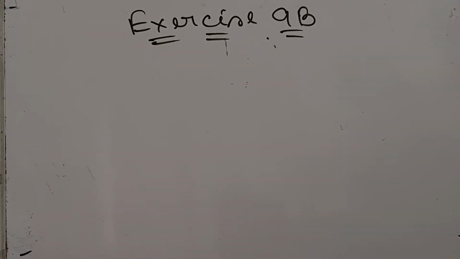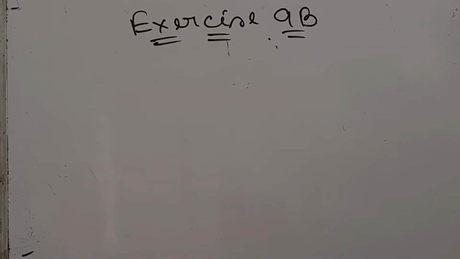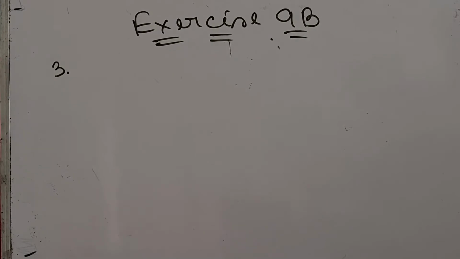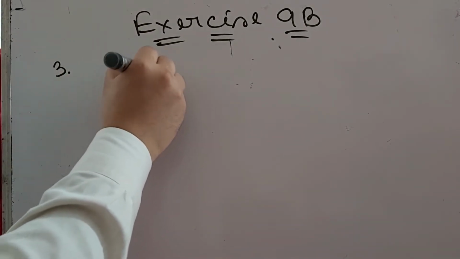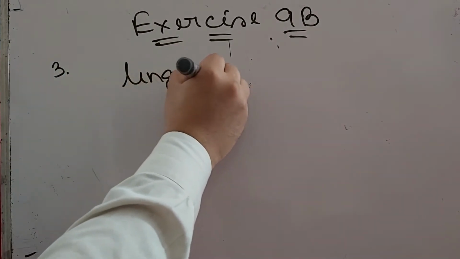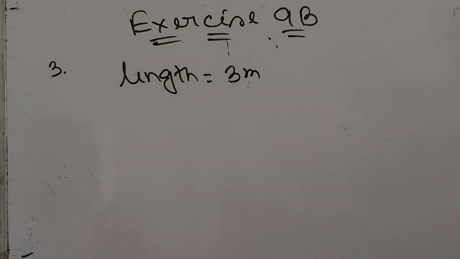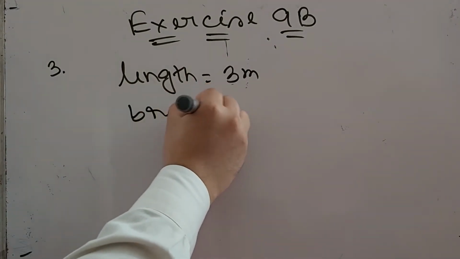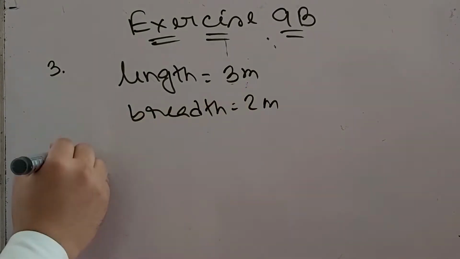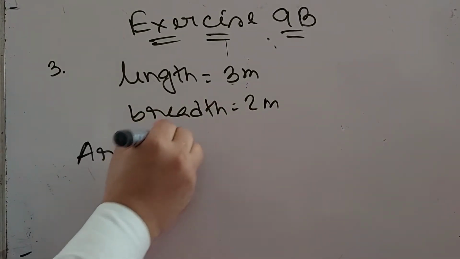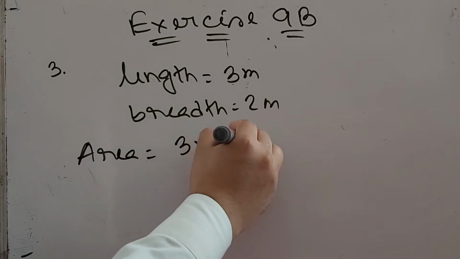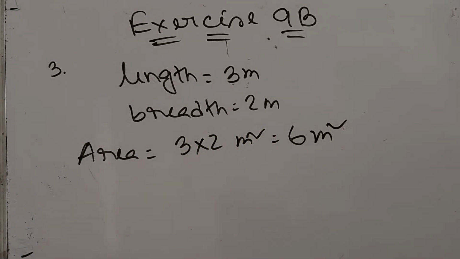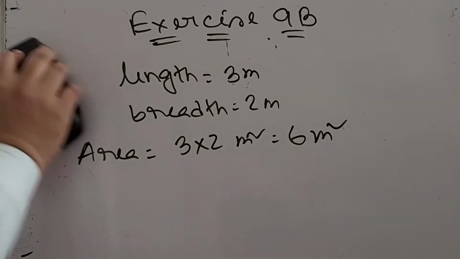Now number 3. Number 3 says find the area of a table 3 meter by 2 meter. Similar problem, so we can solve it in that way. Here length equal to 3 meter and breadth equal to 2 meter. So what will be the area? Area equal to 3 times 2 square meter. That means 6 square meter or meter square. That is the answer of number 3.